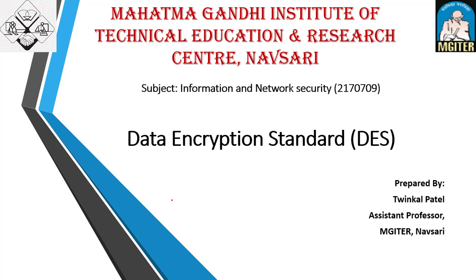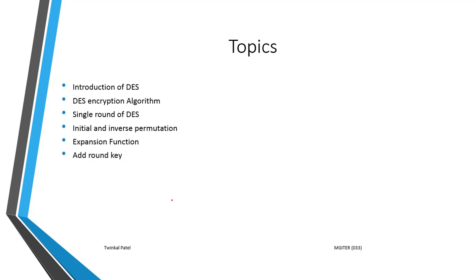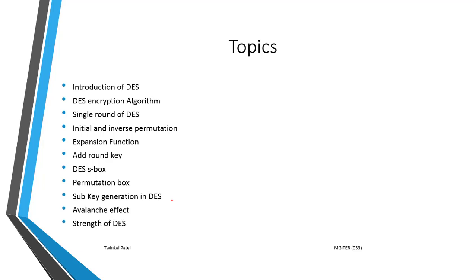This video lecture is about data encryption standard, also known as DES. In this video lecture, we will cover an introduction to the DES encryption algorithm. After that, a single round of DES, which consists of different procedures such as initial and inverse permutation, expansion function, add round key, DES S boxes, and permutation box. After that, we will see subkey generation in DES, avalanche effect in DES, and strength of the DES.